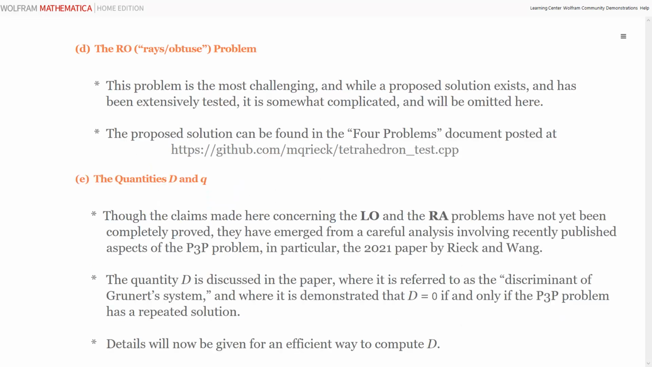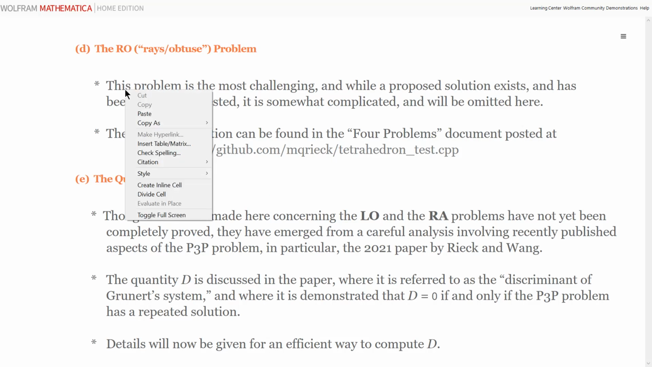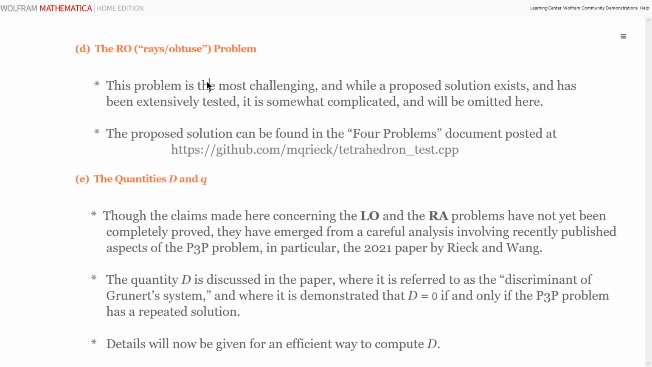All right. Anyway, I'm still looking around for a more satisfactory solution to the RO problem. So we're going to skip that. What I haven't told you about yet is the quantities D and Q. I haven't really explained them, so let's do that. Let's get definitions. In fact, skip this first bullet, which just talks about a reference that I'm going to get to when I get to references at the end.